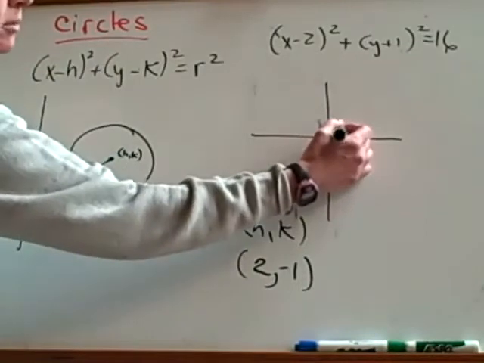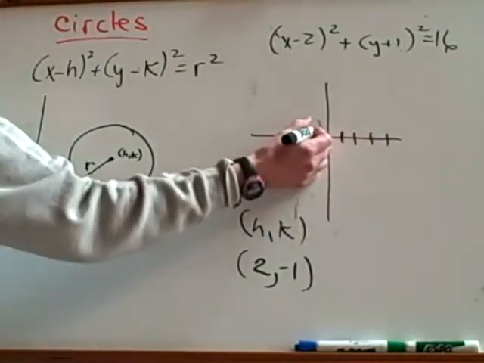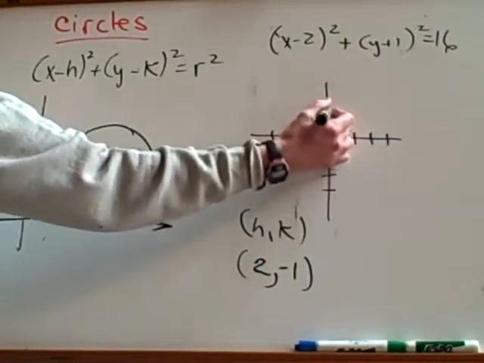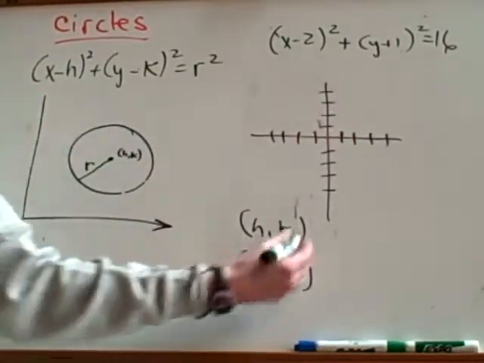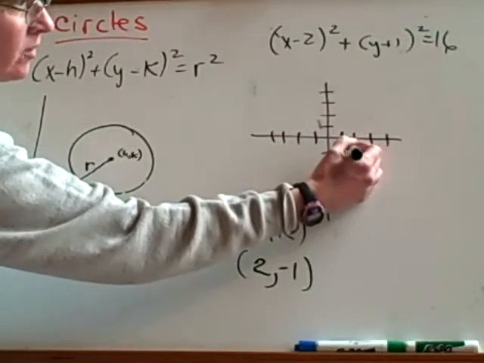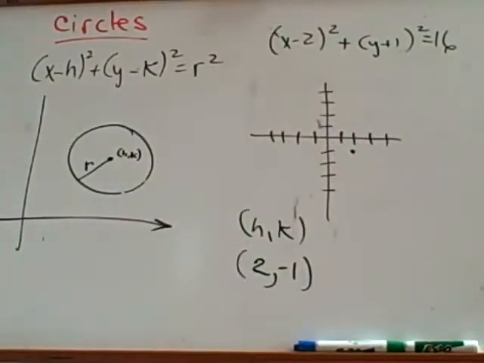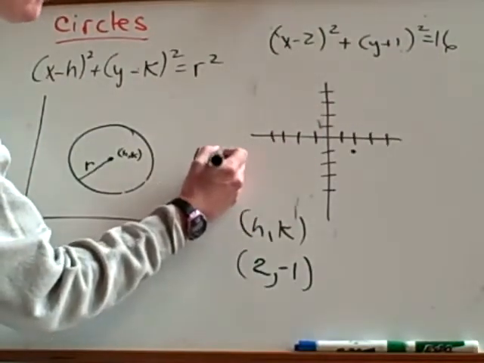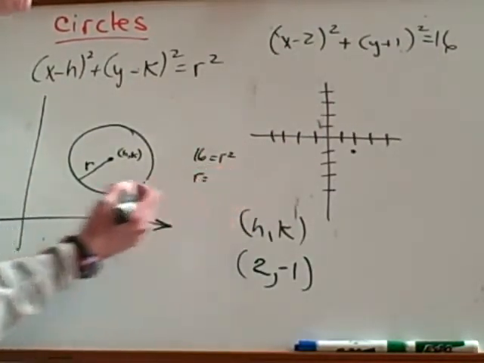So the first point I'm going to plot whenever I'm doing a circle is going to be its center. Okay, so that's going to be 2, negative 1. Now what's kind of funny is when you actually look at a circle, the center is not shaded in on your graph. The center is not part of the circle, it's just part of the definition of a circle. A circle is just the points that are around it. It says here that this equals 16, so 16 is my r squared, so what's my r going to be?